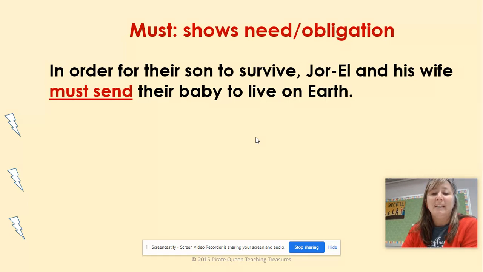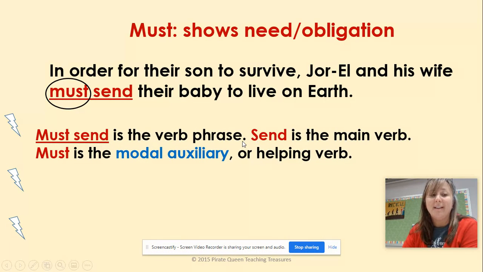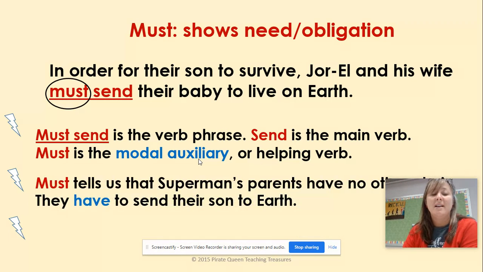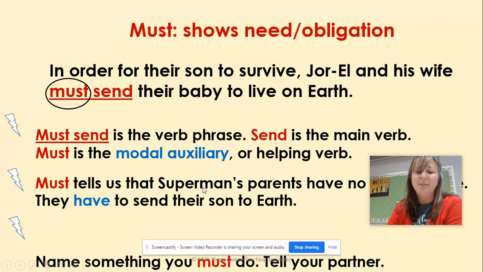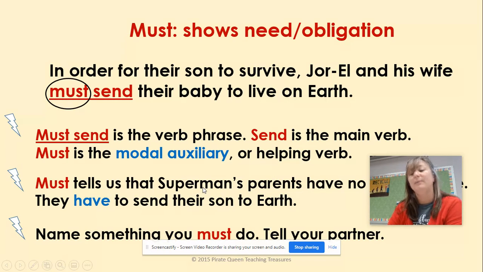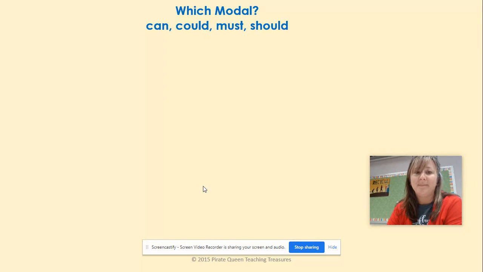Must send their baby to live on Earth. So must is our modal auxiliary. Must send is the verb phrase, and send is the main verb. Must is the modal auxiliary. So must tells us that Superman's parents have no other choice. They have to send their son to Earth. So think about something that you must do. So you must do your homework.